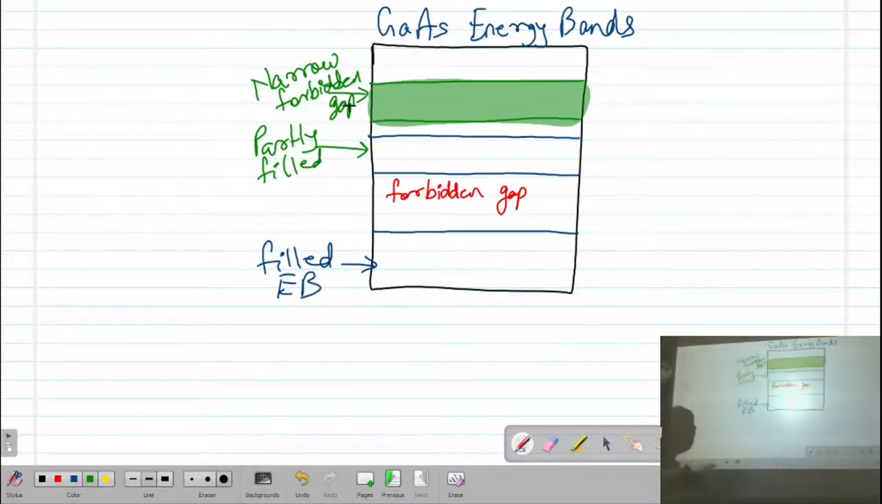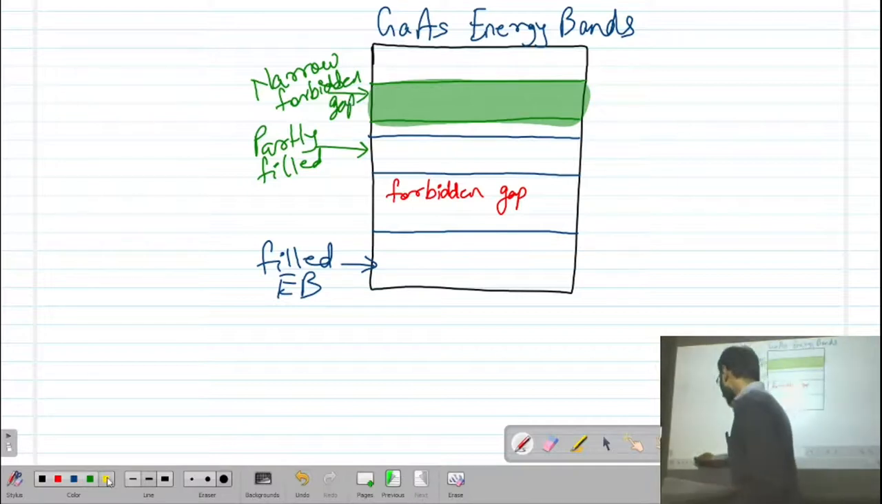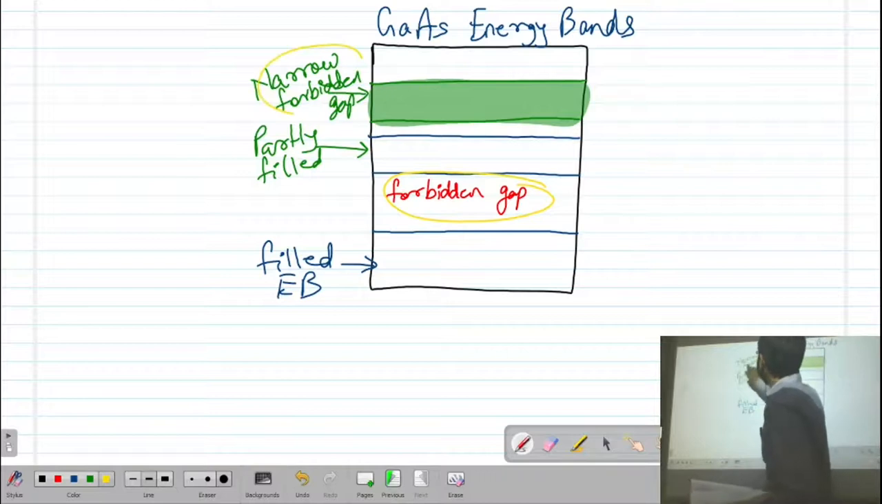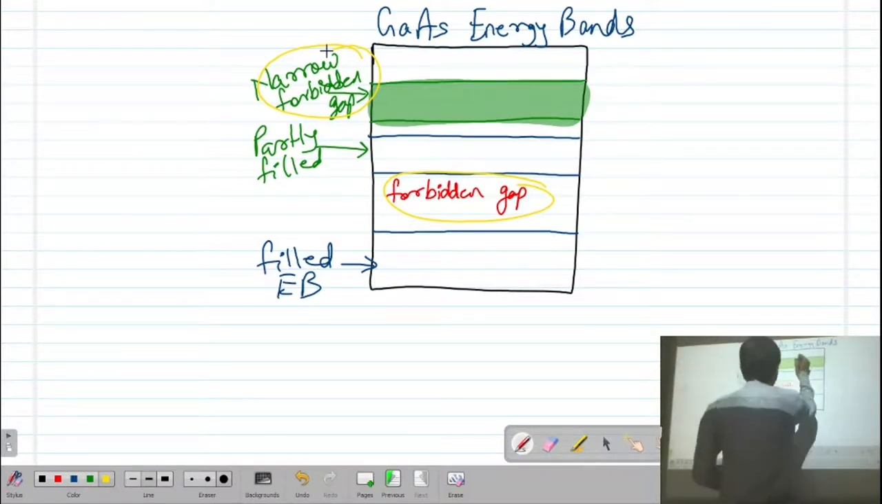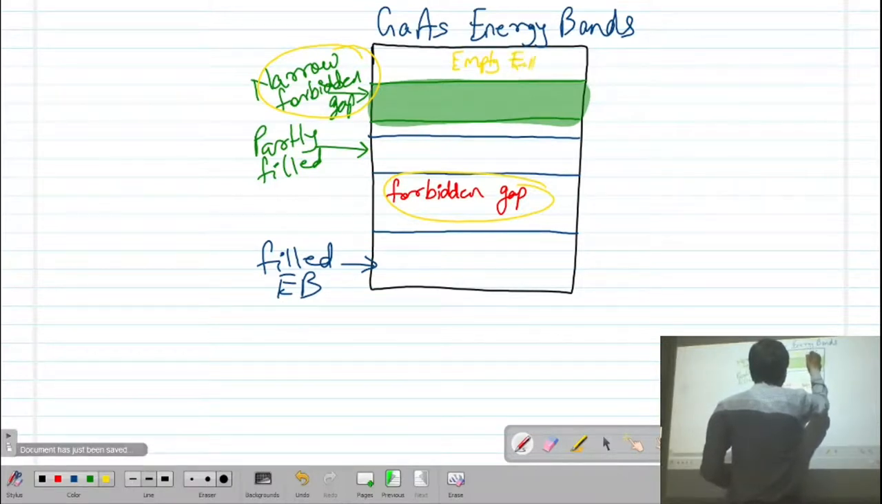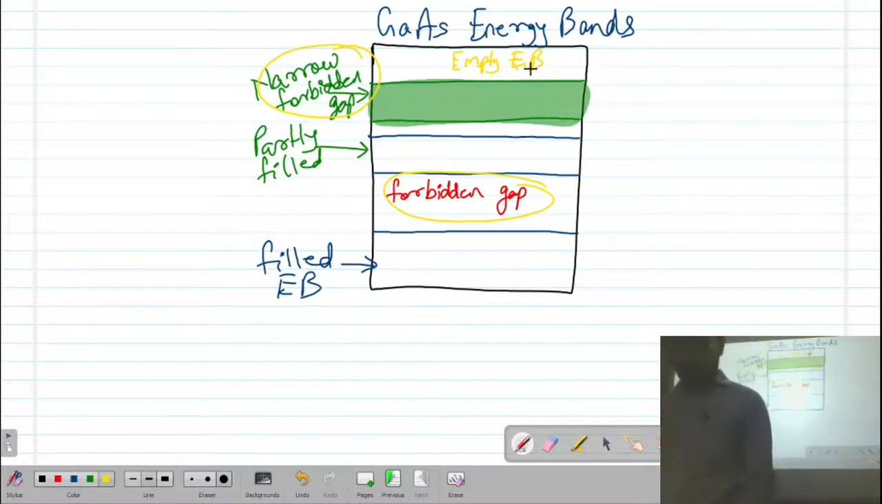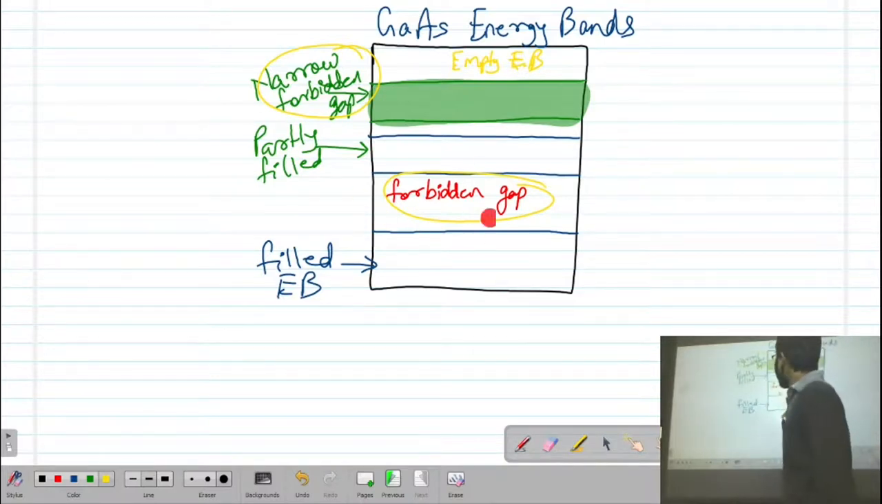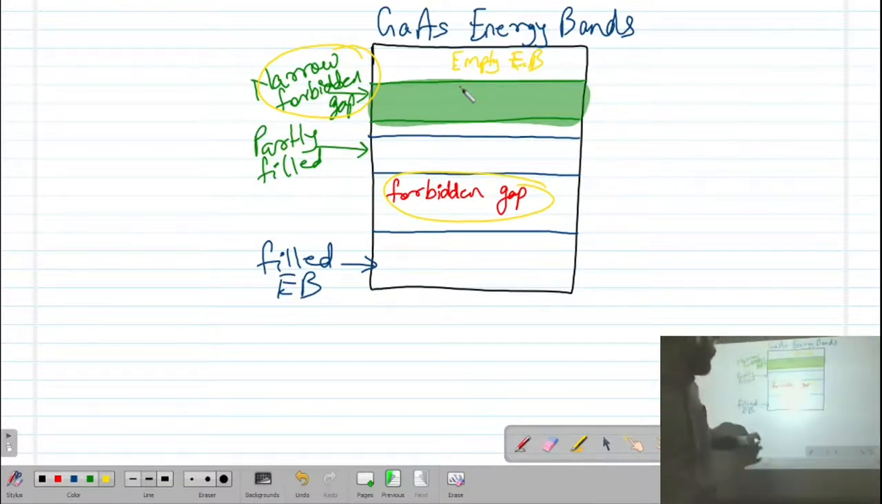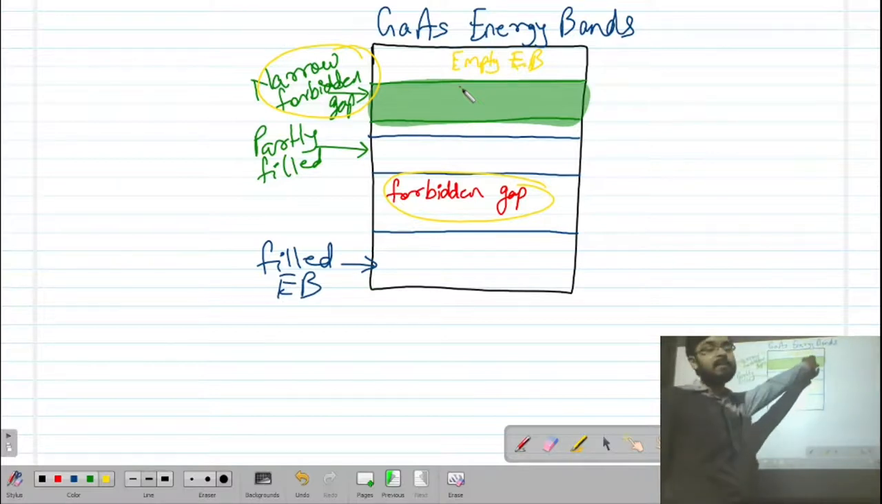You can find that over here there are two forbidden gaps. This is the first one and this is the second one. There are two energy band gaps, and the upper one is an empty energy band. So this is the energy band diagram of gallium arsenide: the filled energy band, the main forbidden gap, the partly filled energy band, a narrow forbidden gap and an empty energy band. EB corresponds to energy band.